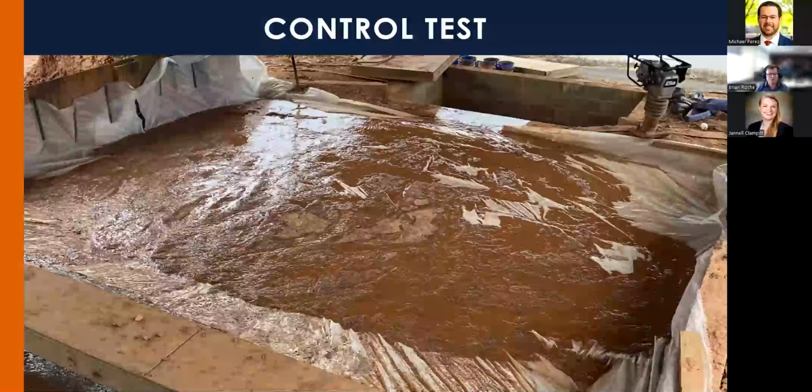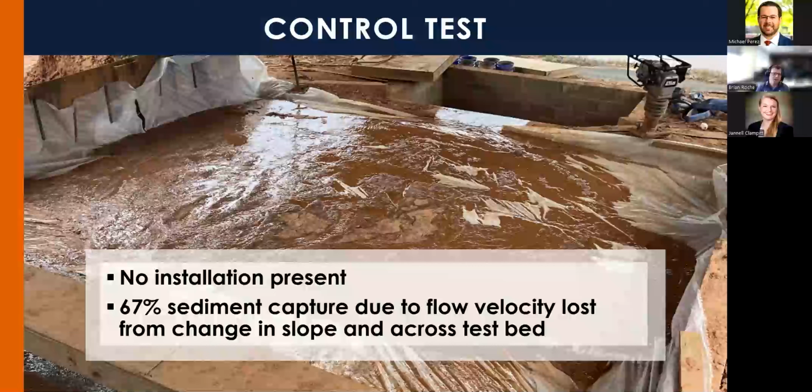Before we did this, we ran a control test to see how much sediment is actually captured just based on the change in slope as it's going across the test bed. With no installation present, we found a 67% sediment capture. It was due to that flow velocity loss from the change in slope as the flow makes its way across the test bed.